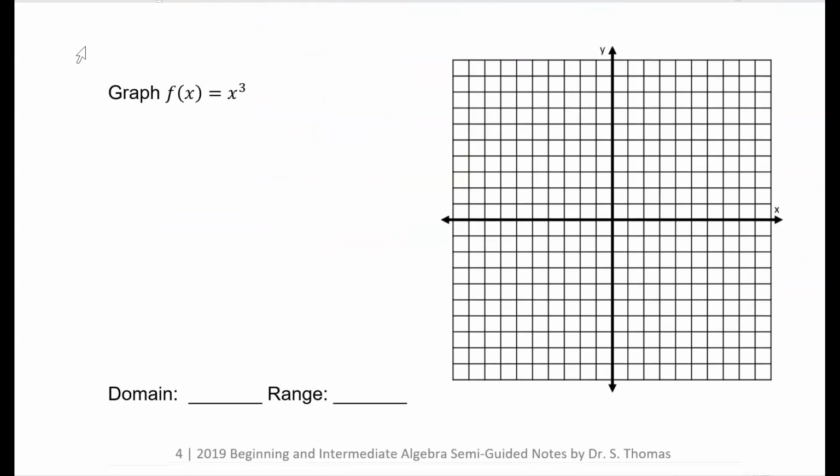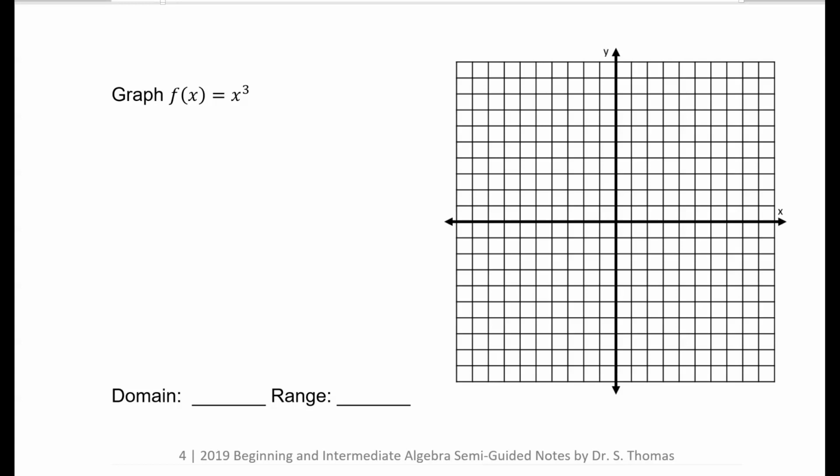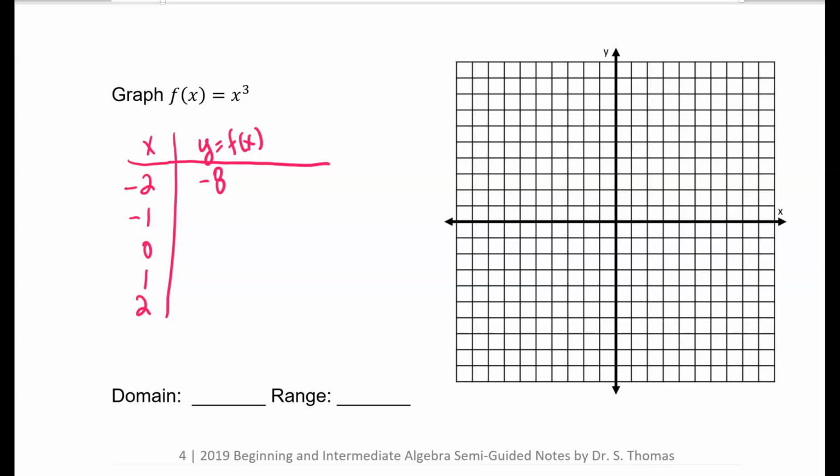Lastly, we have the function f of x equals x cubed. So if we draw a table again, and we use -2, -1, 0, 1, and 2, I'm going to take a shortcut. I'm just going to put y or f of x here. We plug in -2, we get -2 cubed, which is -8. Plug in -1, we'll get -1 because -1 cubed is -1. Plug in 0, we get a 0. Plug in 1, we get 1. And plug in +2, we will get +8.